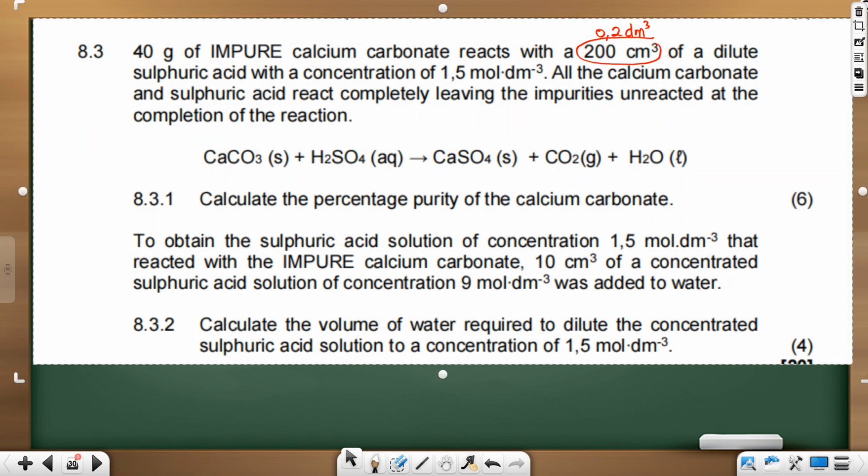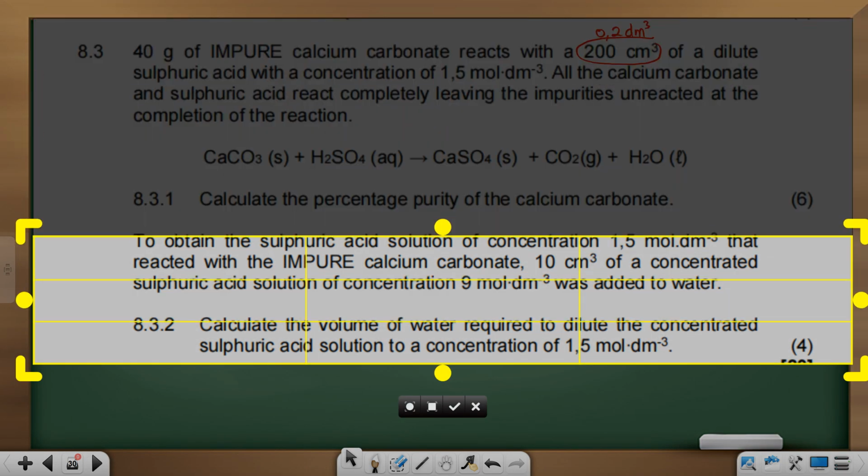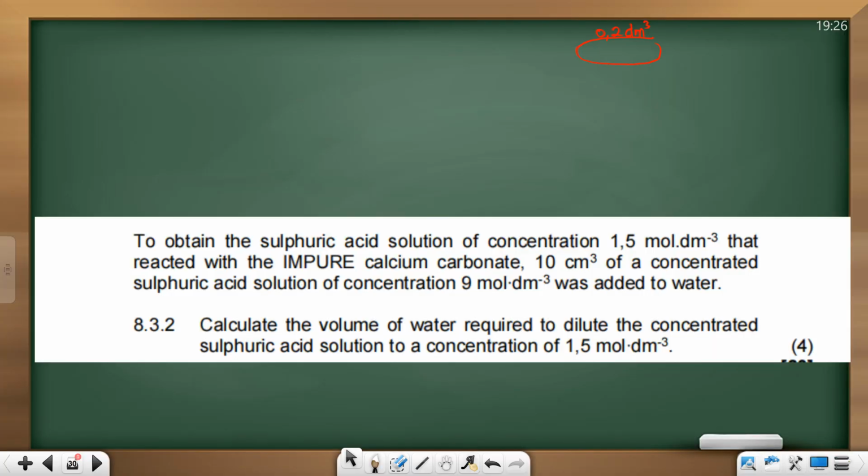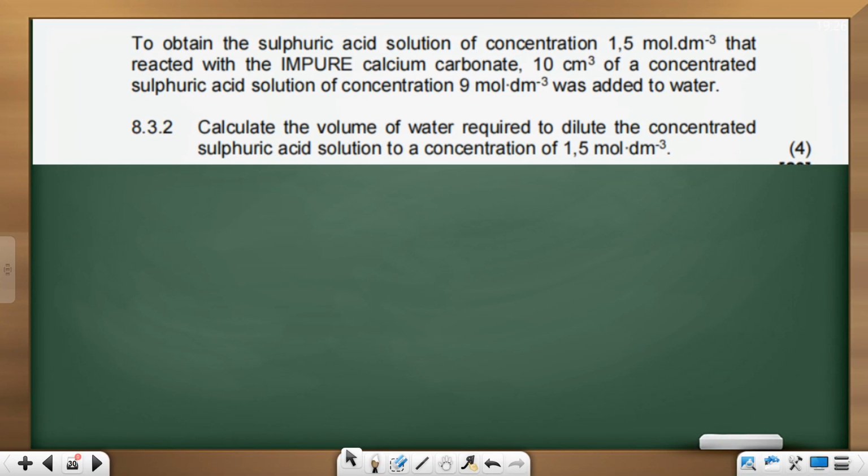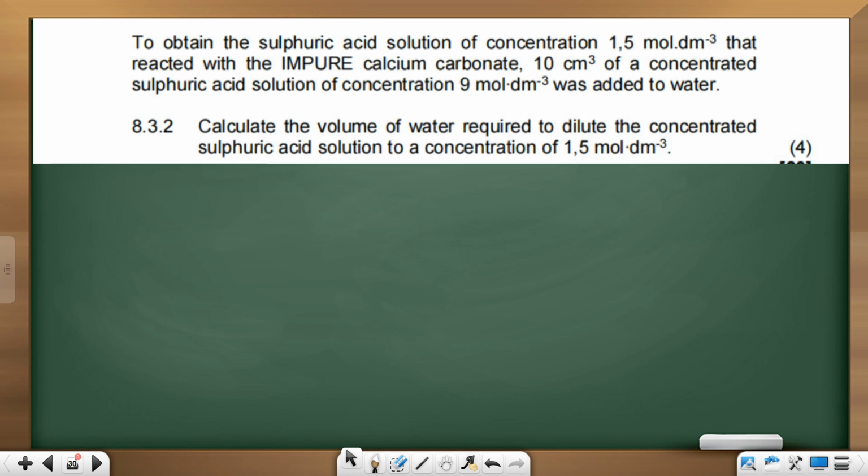To obtain, let me cut it so that we have space. So it's a sequel, a continuation. To obtain the sulfuric acid of concentration 1.5 moles per dm³ that reacted with the impure, this is more of acid and base. They said to obtain that, 10 cm³ of the concentrated sulfuric acid of 9 moles per dm³ was added to what? Water. Let's understand. Calculate the volume of water required.